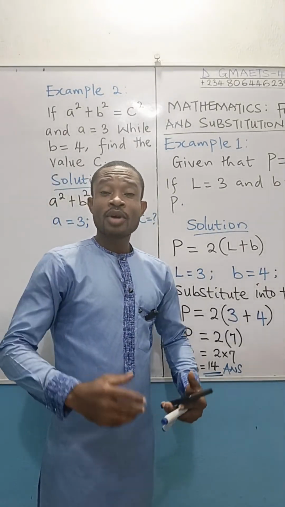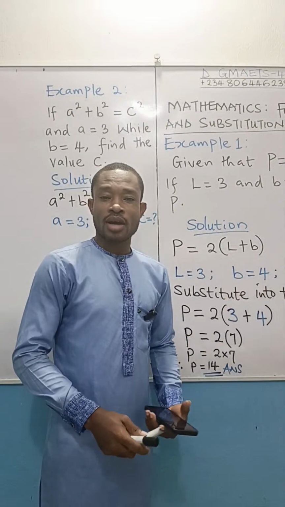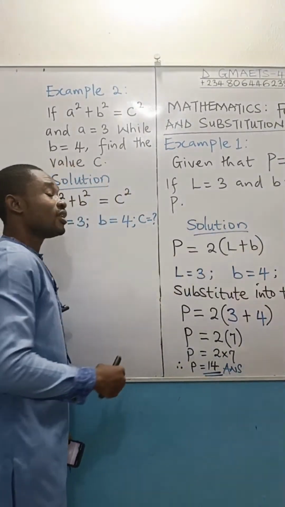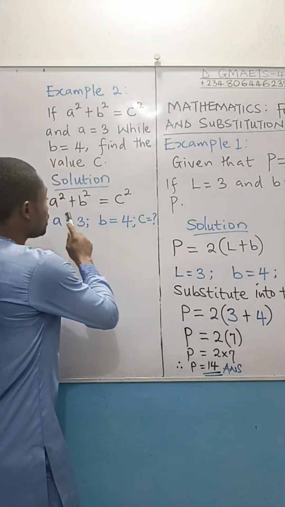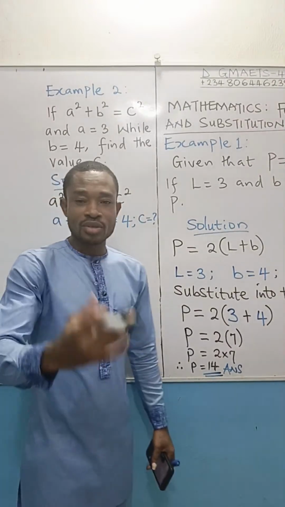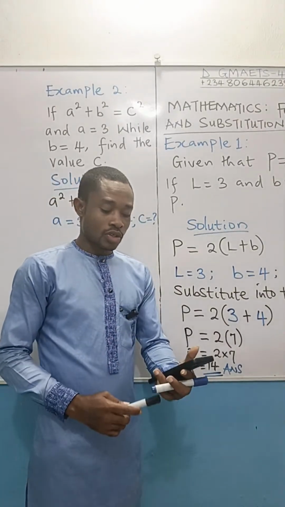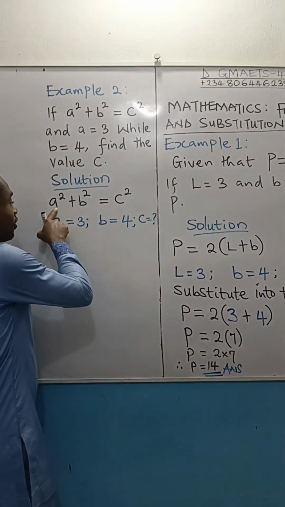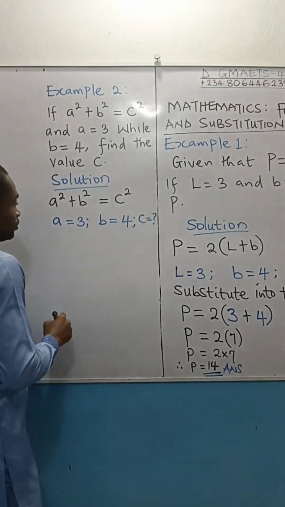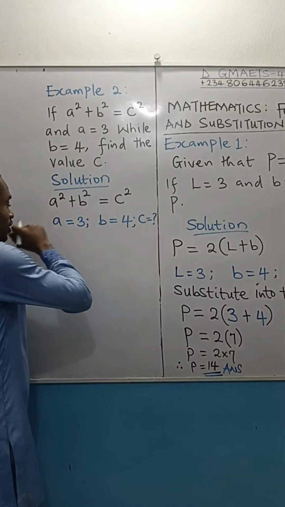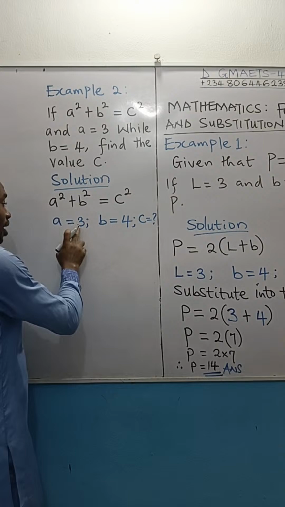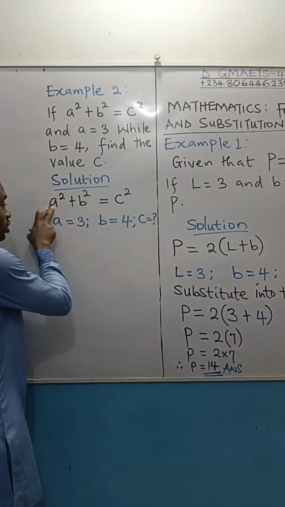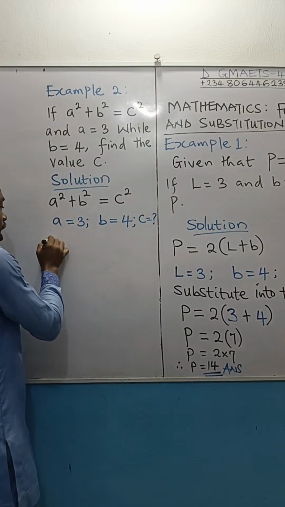So I am going to substitute at this point now. I am going to replace the symbols in this formula with their values given to us. That is called substitution. Now, I'll come to this a. The value of a is 3. So in place of a, I'm going to fix this 3.